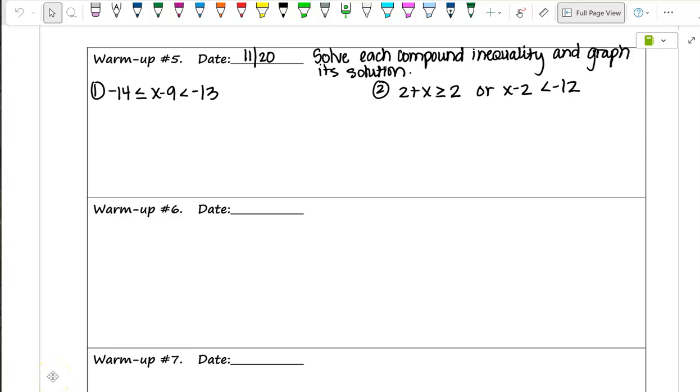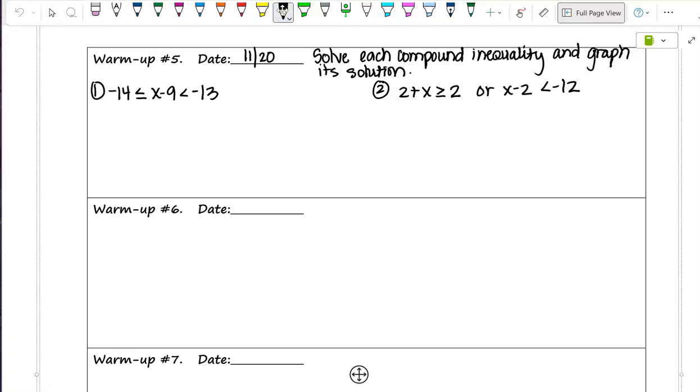All right, so today's warm-up, they're asking us to solve each compound inequality and graph its solution. Number one, we have negative 14 is less than or equal to x minus 9 is less than negative 13. Again, when it's in the middle like that, this is going to be an and problem.